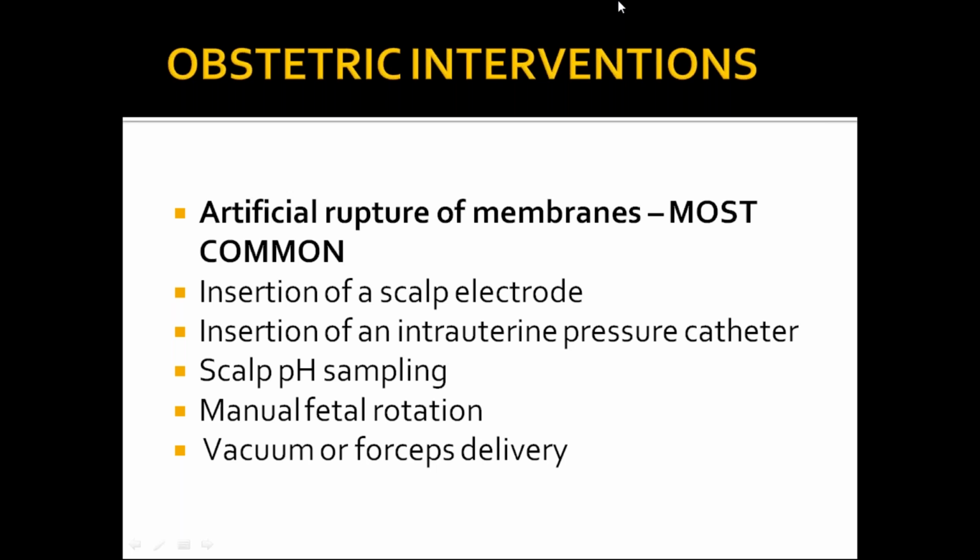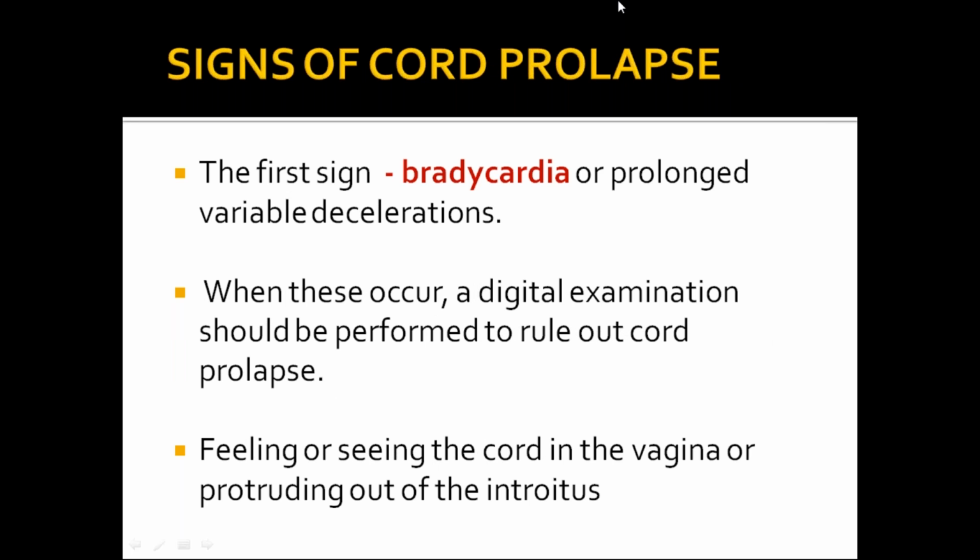Artificial rupture of membrane. Most of the time, whenever you rupture the membranes, whenever the cord prolapses, the first sign will be bradycardia or prolonged variable deceleration. I already told you. When these occur, as soon as you rupture the membranes, always do digital examination, and we have to see what are the things we have to see whenever you do rupture of membranes. Can anyone tell me?